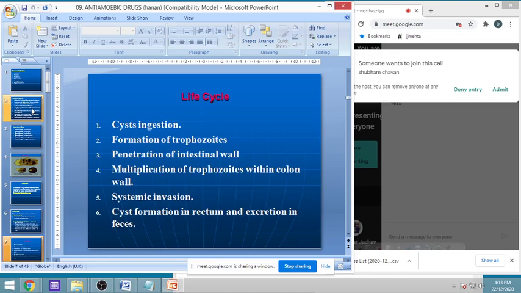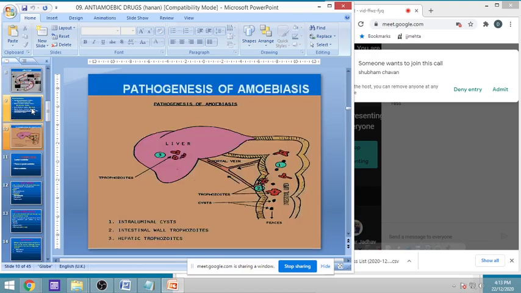So how the life cycle works: cyst ingestion, formation of trophozoite, penetration into the intestinal wall, multiplication of trophozoites within the colon wall, systemic invasion, cyst formation in the rectum, and excretion in feces. So this is how it works. It reaches the colon, and from there it can go to the liver. In the liver, these trophozoites are formed. It can also be in the intestinal wall, anywhere. These are called intraluminal cysts. These are converted into trophozoites, and then they can reach the liver, that is, hepatic trophozoites.